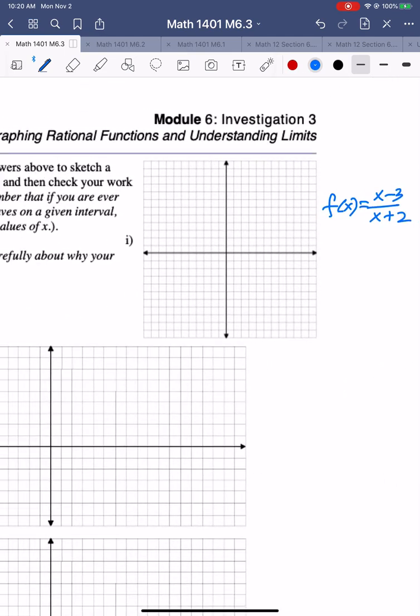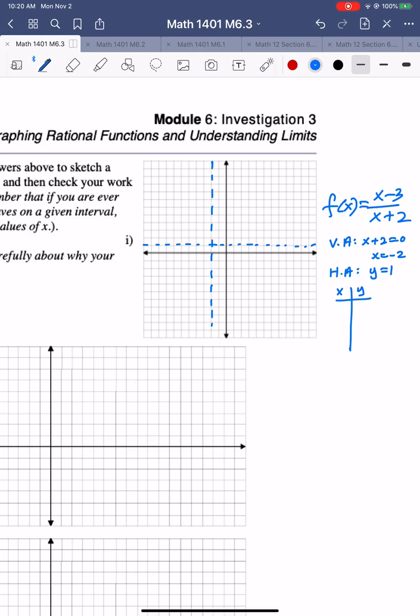So for the first function, we have to find a few things. The vertical asymptote is always found by setting the denominator equal to 0. So x plus 2 equals 0, x equals negative 2, and this is a vertical asymptote. We already found the horizontal asymptote from part A. So the horizontal asymptote is y equal to 1. And then you just need to use a few more points, which means the intercepts too.